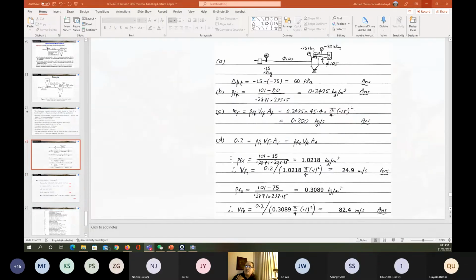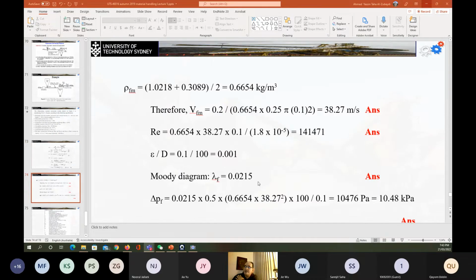Now we are going to go to the Moody diagram, and we are going to try to find the value for the lambda average equal to 0.0215. So once again, we have the 0.001, and here we have the 141,000. Let's say it's 142,000.